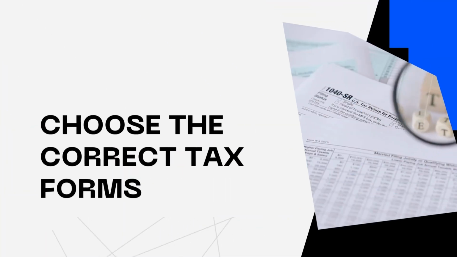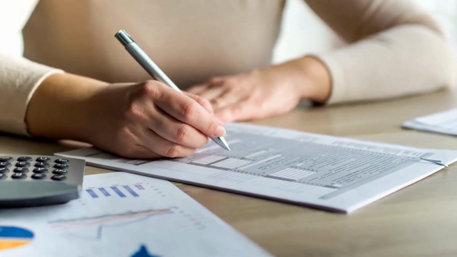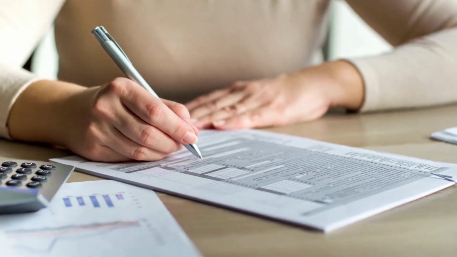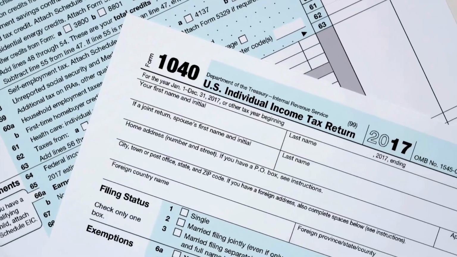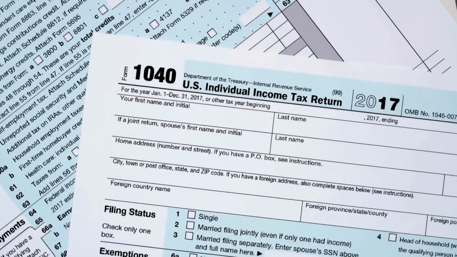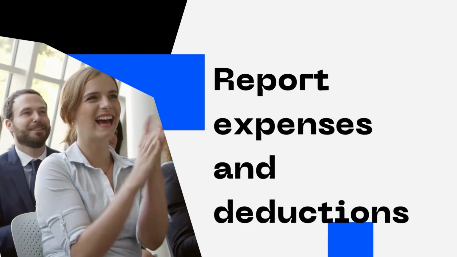Choose the correct tax forms. The tax forms you need to file will depend on your LLC's tax classification. For example, single-member LLCs taxed as sole proprietorships will file Form 1040 Schedule C, while LLCs taxed as partnerships will file Form 1065.